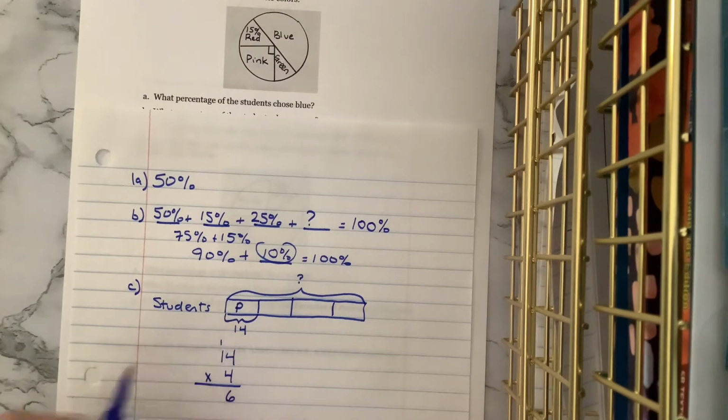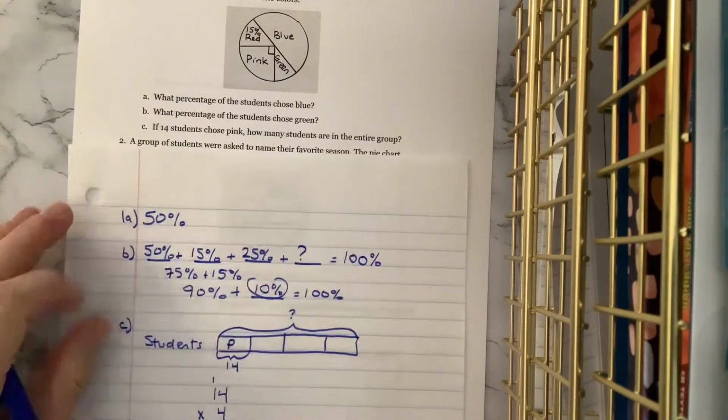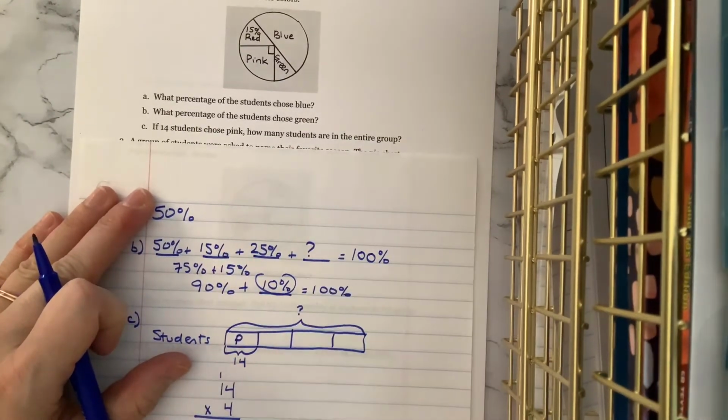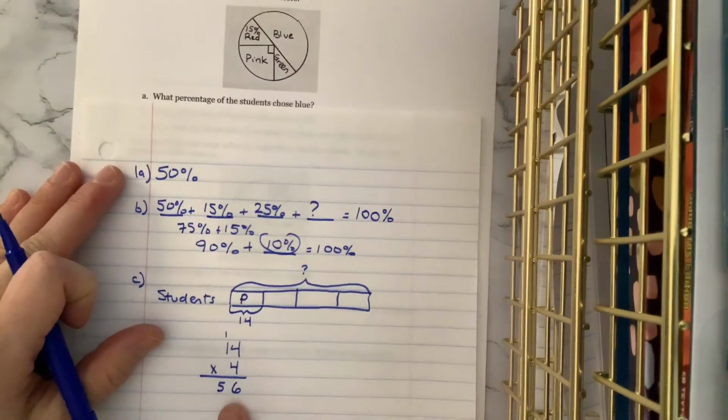So 4 times 4 is 16. 4 times 1 plus 1 is 5. So how many students are in the entire group? 56 is our answer here.